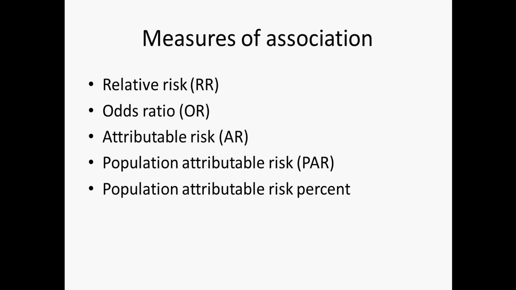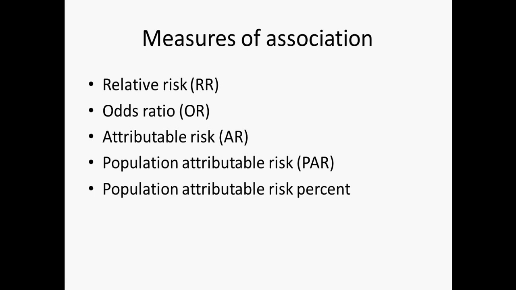So let's look at the measures of association which we are going to look at today. They are relative risk, also known as RR, odds ratio, known as OR, attributable risk, known as AR, population attributable risk, known as PAR, and population attributable risk percentage or population attributable risk proportion.